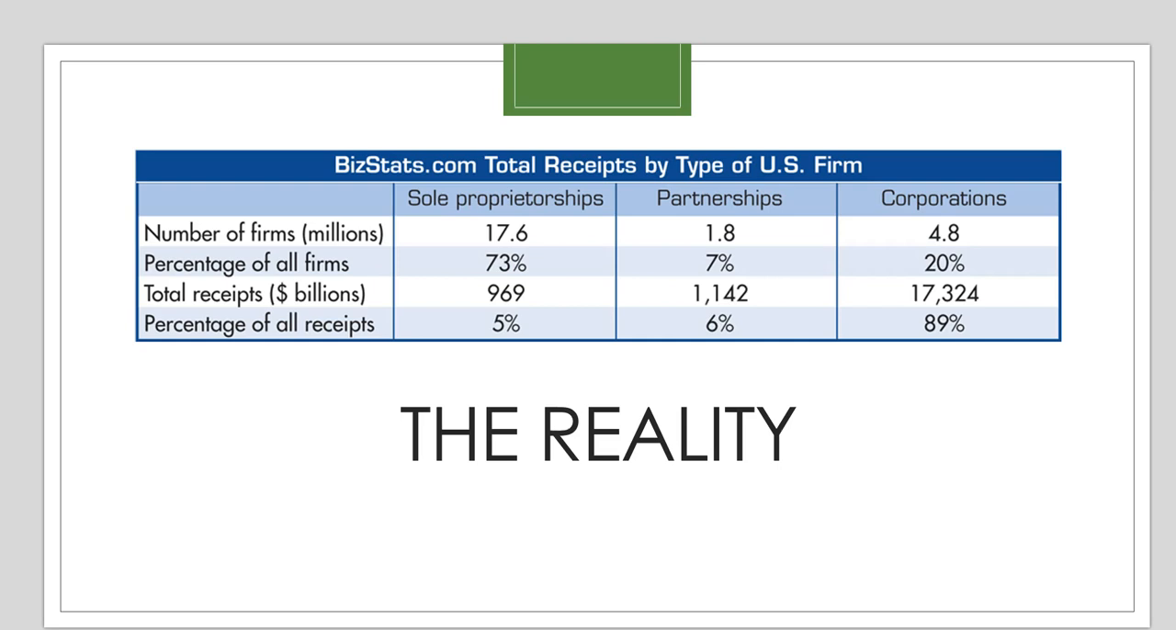Now, partnerships are a different story. 7% of all firms are partnerships, while they bring in 6% of receipts. Partnerships are usually going to be constricted to real estate firms, insurance companies, law offices. So there's a very small segment actually organized as a partnership. And for the percentage of firms organized as a partnership, they do bring in a lot of revenue.